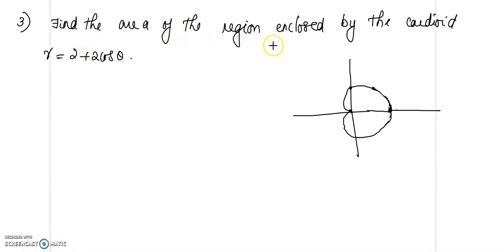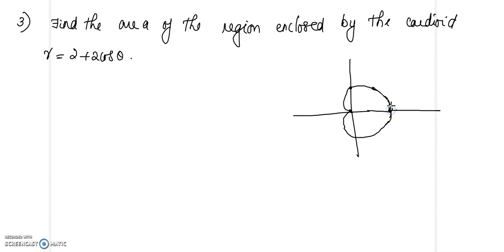Problem is to find the area of the region enclosed by the cardioid r equal to 2 plus 2 cos theta. So when you plot the diagram, you can see that when theta equal to 0, the value of r is 4. So when theta is 0, this is the point.